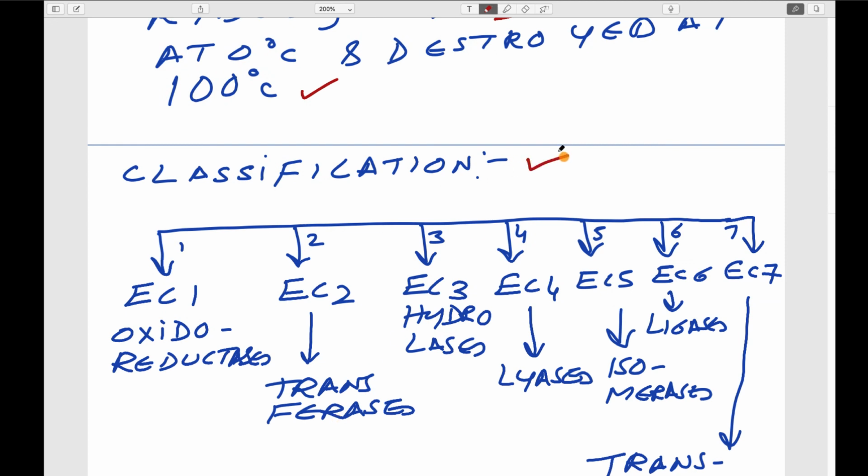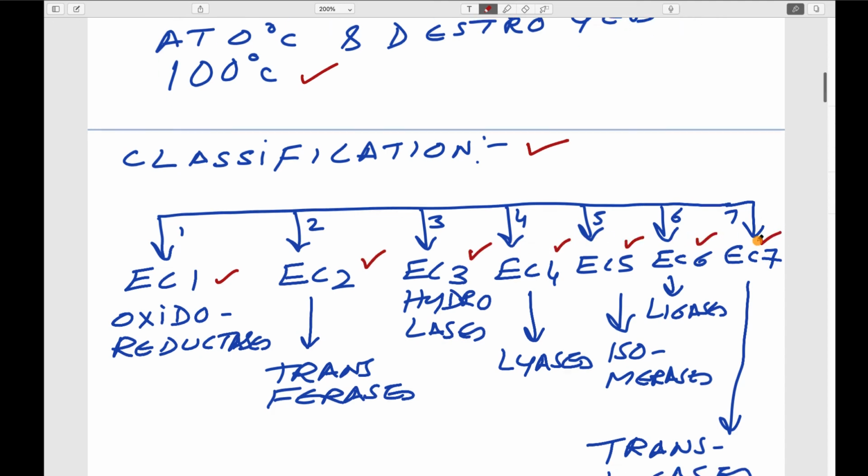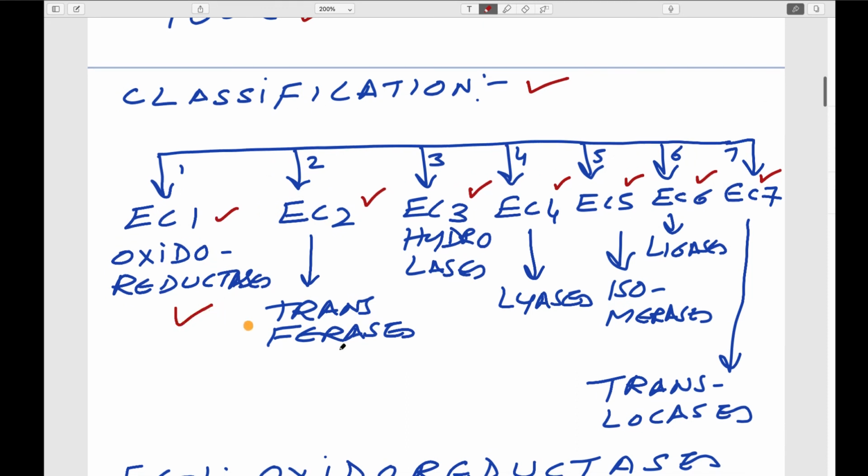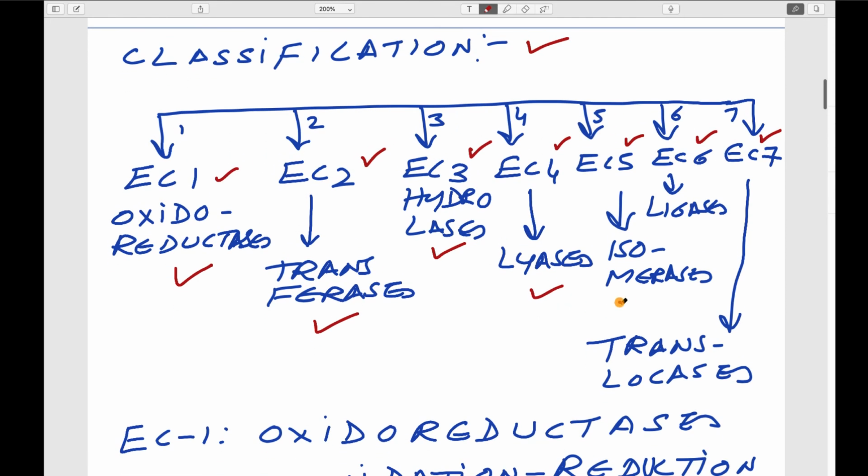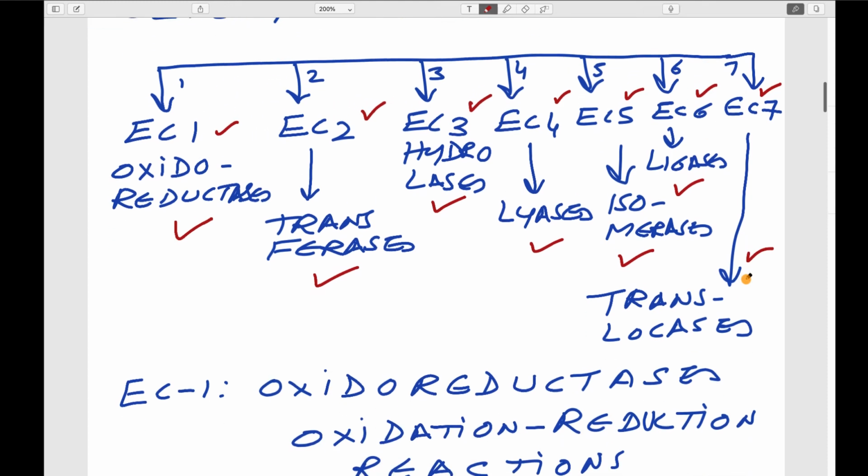They are classified into 7 classes by the Enzyme Commission of the International Union of Biochemistry: EC1, EC2, EC3, EC4, EC5, EC6, and EC7. EC1 is oxidoreductases, EC2 is transferases, EC3 is hydrolases, EC4 lyases, EC5 isomerases, EC6 ligases, EC7 translocases.